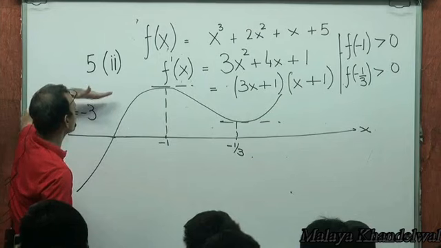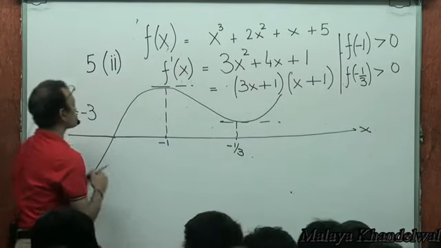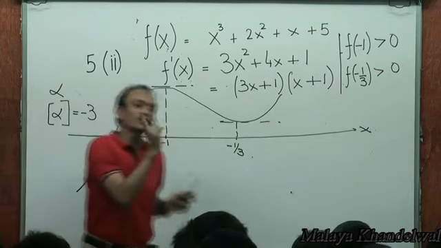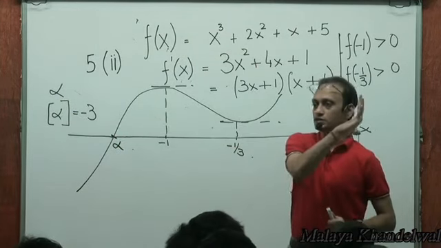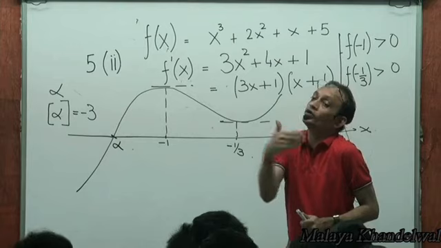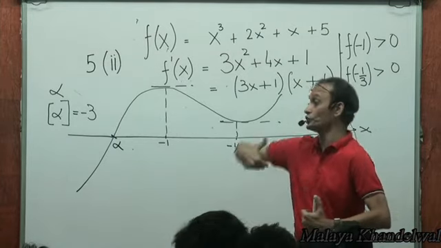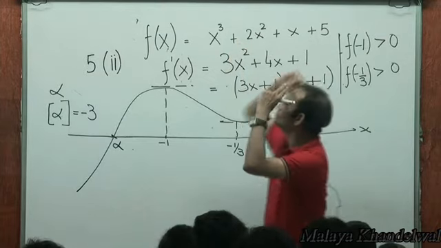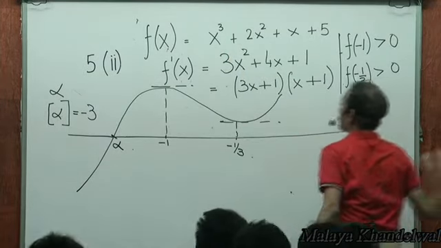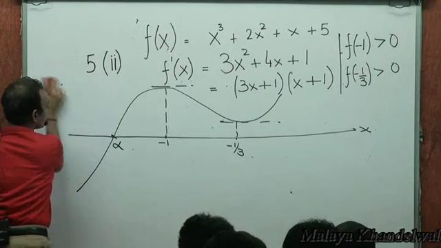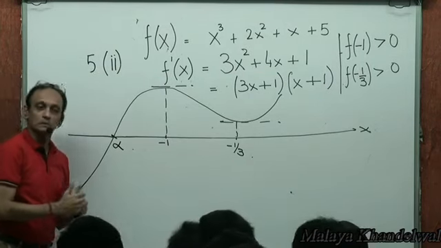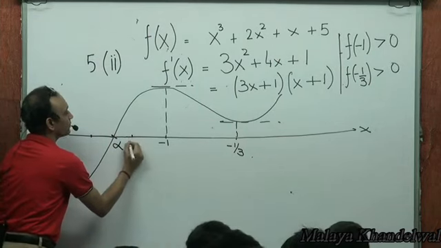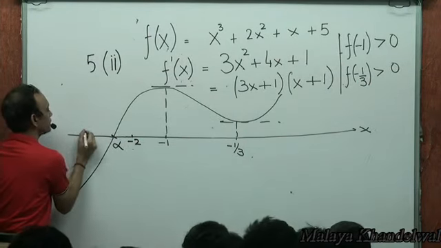And therefore, can you see that it crosses the x-axis exactly at one point alpha? So one root alpha is certain. And that's the only real root. The other two roots of this cubic would be complex, right? Now, the next part of the problem is you want to show that box of alpha is -3. That means alpha lies in the interval -3 to -2.